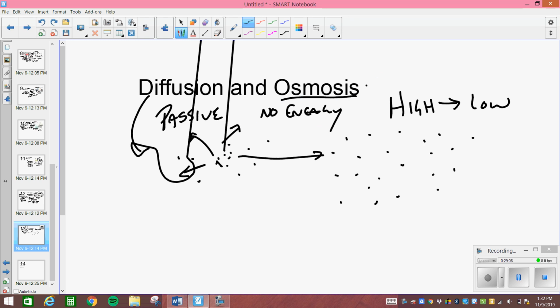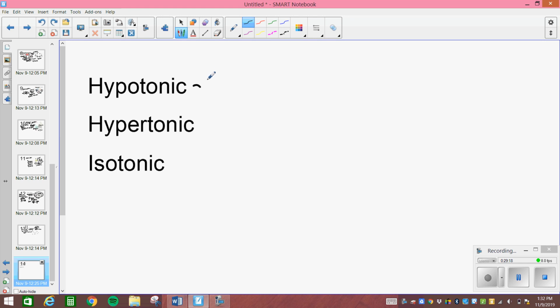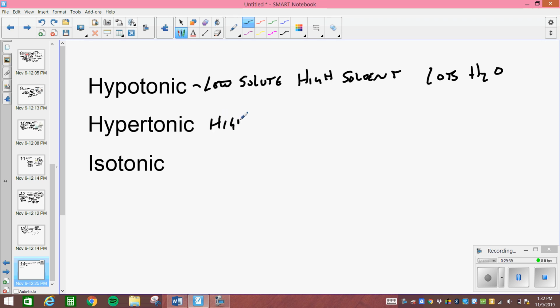Osmosis is just the diffusion of just water. So we're just focusing on water. But the other things that are dissolved are going to play a part. So let's look at those pieces. Hypotonic means that we have low amounts of the actual solute and high amounts of the solvent. So that means that there's lots of water. Whereas hypertonic is the opposite, where we have high amounts of solute, low of solvent, which means it has less water. Then iso means the same between the two locations. These terms are relative, so you have to have two locations to compare.